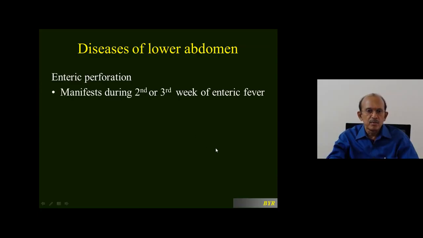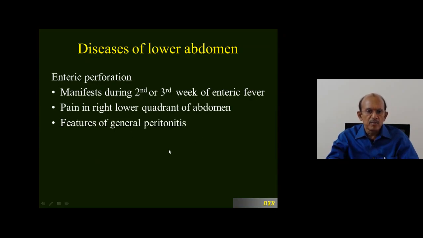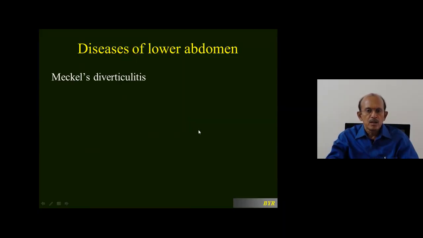Enteric perforation manifests during the second or third week of enteric fever. Already we have discussed this. Pain is there in the right lower quadrant of the abdomen. There are features of general peritonitis. The patient is severely toxic. Meckel's diverticulitis. Can you differentiate Meckel's diverticulitis from acute appendicitis or not? Is there any special feature to diagnose Meckel's diverticulitis? Tell me.